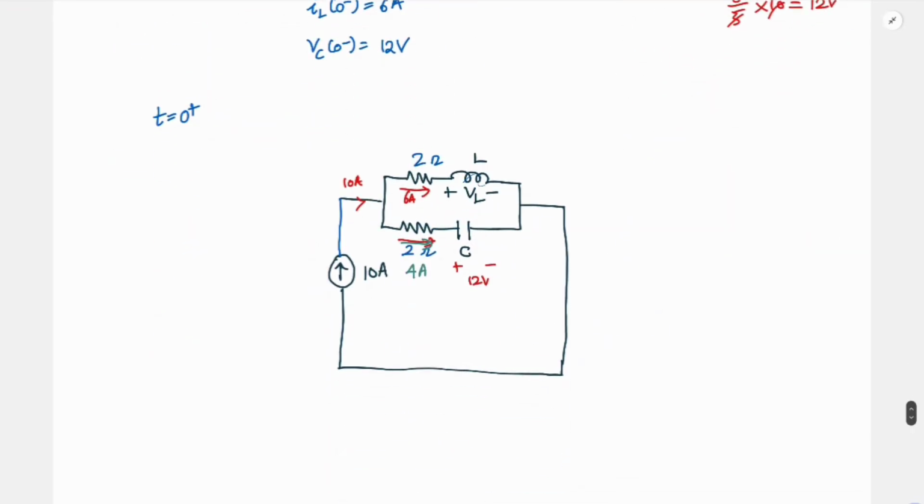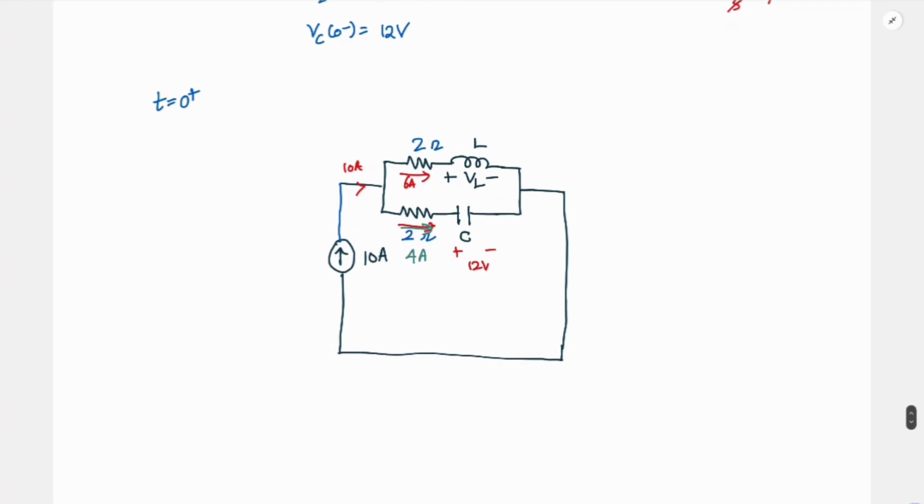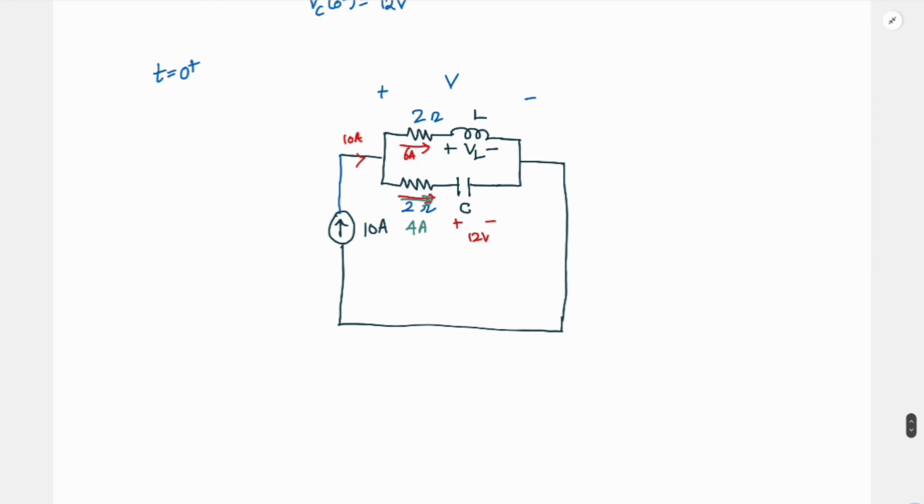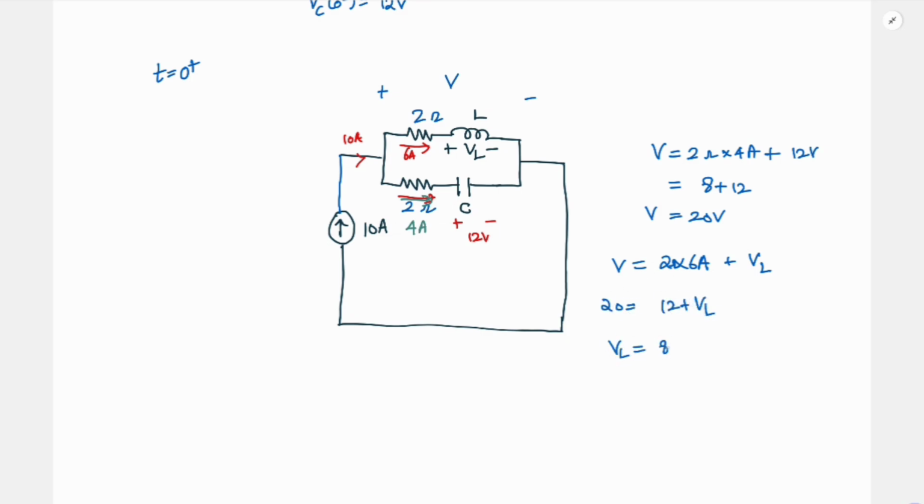So how do we proceed? First let us find this total voltage. Let me call it V. So V is nothing but 2 ohm into 4 ampere, this voltage plus VC, which is 12 volt, which is nothing but 8 plus 12, 20 volt, right? And that V is also equal to 2 ohm into 6 ampere plus VL. So 20 is equal to 12 plus VL. So VL is equal to 8 volt. So this is my answer.